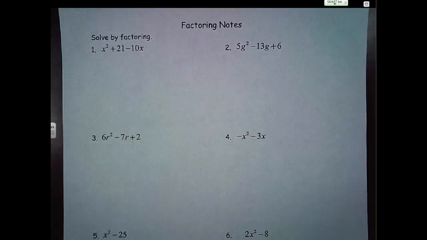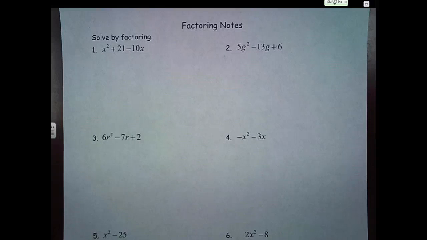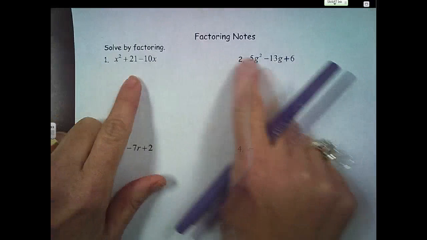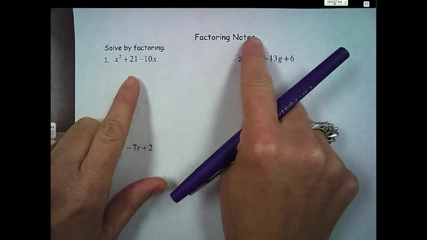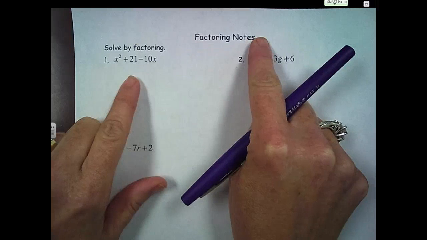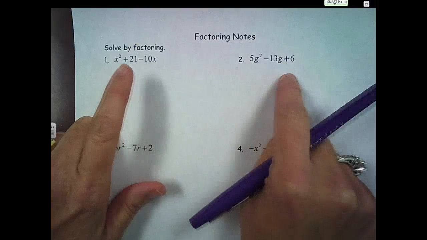Alright guys, we're going to learn how to do some factoring. It's just review, so it's an easy lesson because we're going to move into piecewise functions and you have to be able to factor to do piecewise functions. Okay, so there's a difference between two problems here. So take out your journals, title and factoring notes, and we've got these two problems to look at.